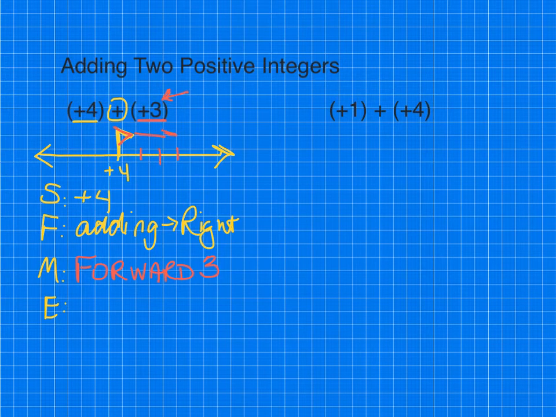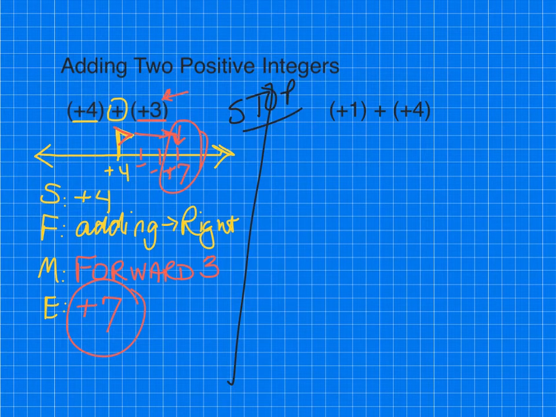This is where we go. We're going to end right here. So that's positive 5, 6, 7. So this is positive 7 is my answer. So I end on positive 7, the answer. So again, I would suggest that you stop here and try this one on your own.